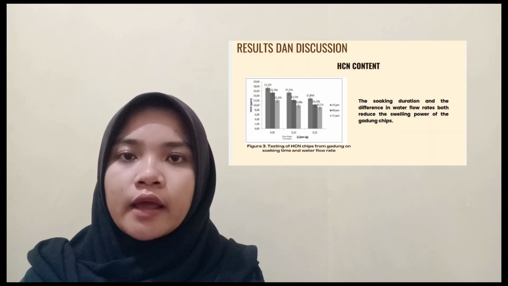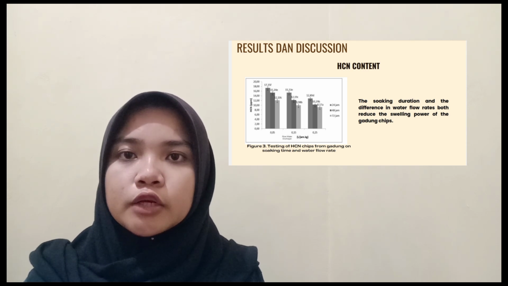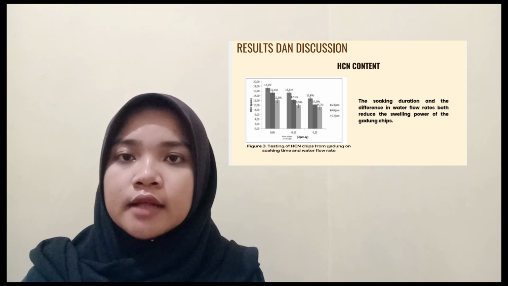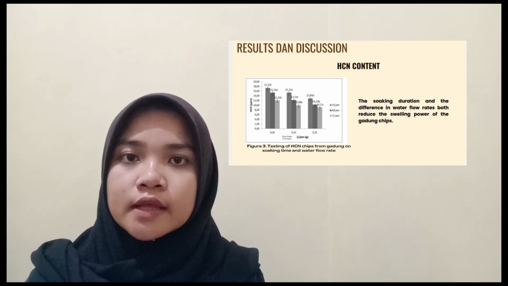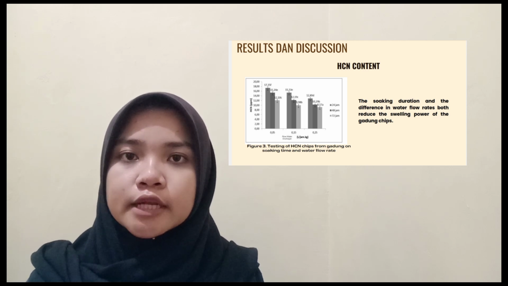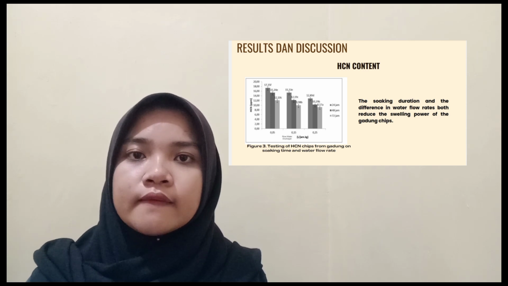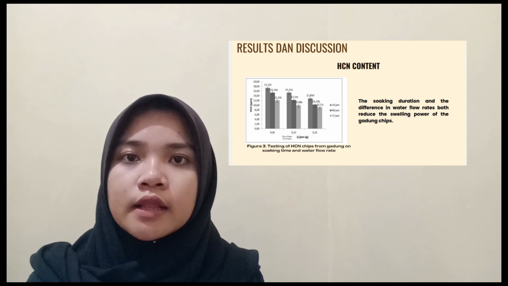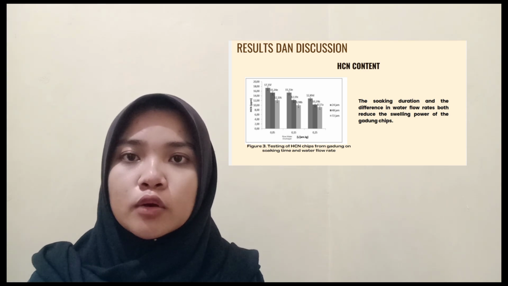Next is an explanation of the chemical properties of the gadung chips, analyzed through the HCN content. The graph shows that the longer the soaking time and the greater the water flow discharge, the lower the HCN content of gadung tuber chips. This is because the HCN content in the slices of gadung tubers will diffuse out, so as to reduce the HCN content of gadung tuber chips.